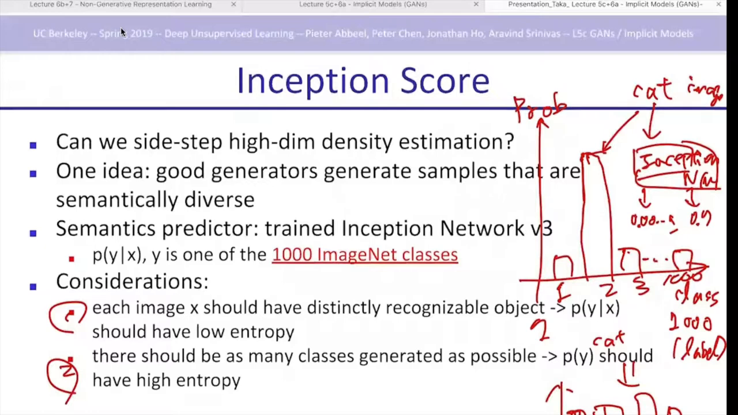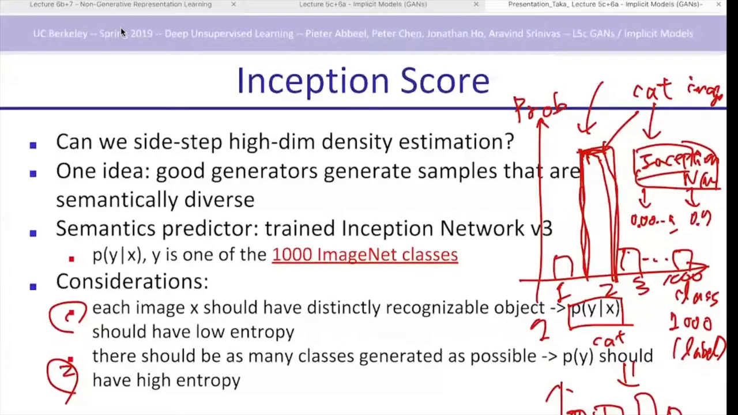Basically, this prediction score is equivalent to P of Y given X, where X is the image and Y is the label. The softmax gives a probability score for each class. Ideally, this P of Y given X should output this kind of extreme value, which is equivalent to having low entropy. So this is the first principle.